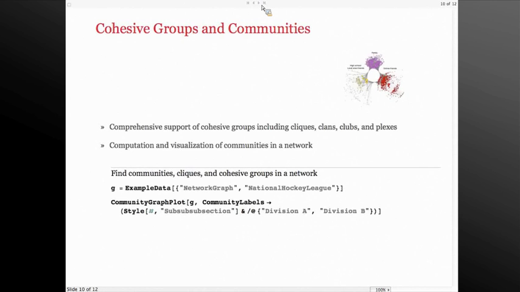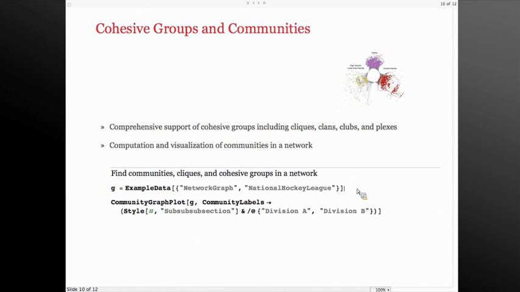So this is the level of the actor. Now let's look at the group level. At the group level, we provided a collection of cohesive groups as well as community detection. One example of those groups are cliques, a subgroup of people who are all connected together. You can use the function FindClique in Mathematica to get it. It's quite efficient and really fast.